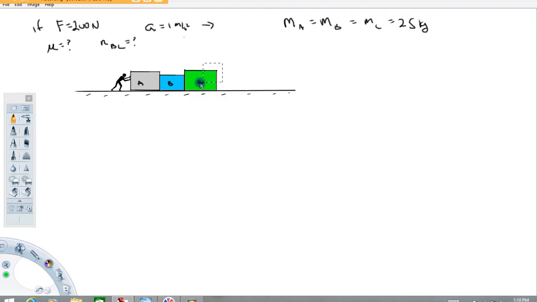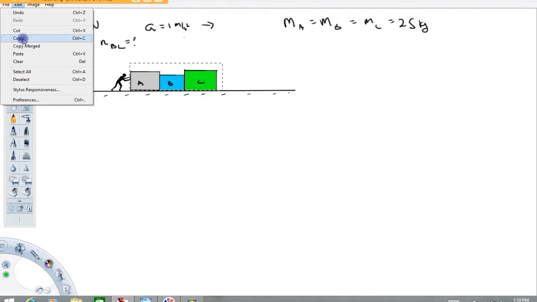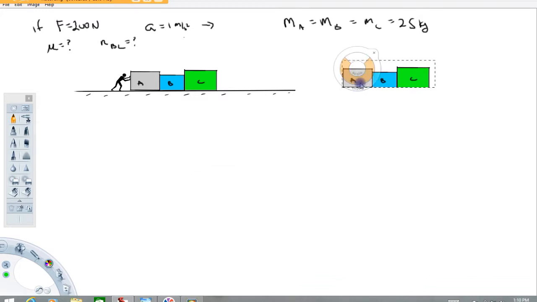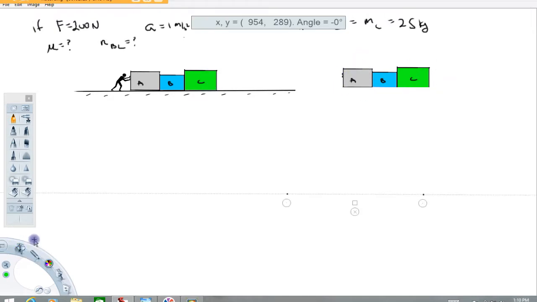Or let me restate that. I'm going to define all of this as my system. Now, when you draw free body diagrams, I think it's very good physics to not try to put your force vectors in the original picture. I like to, whenever possible, redraw the system however I'm defining it, and then start putting force vectors in.